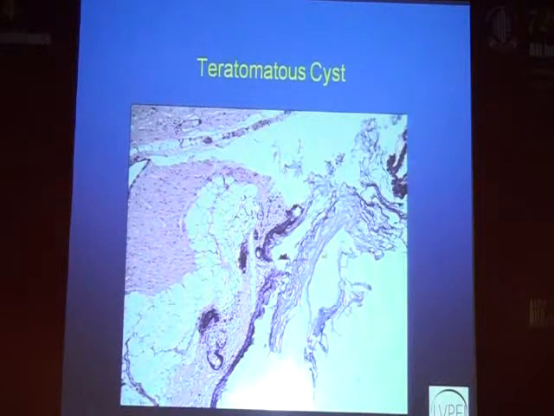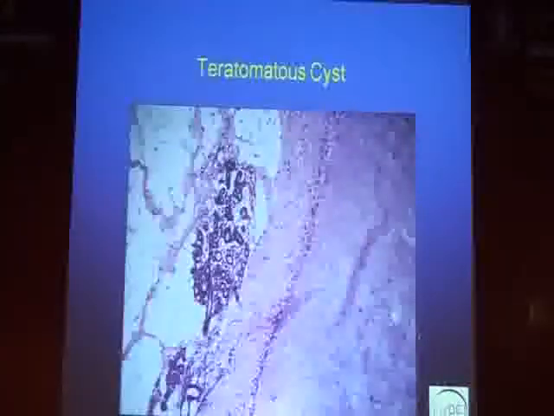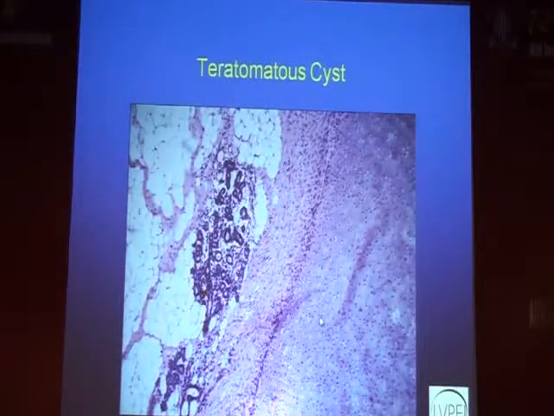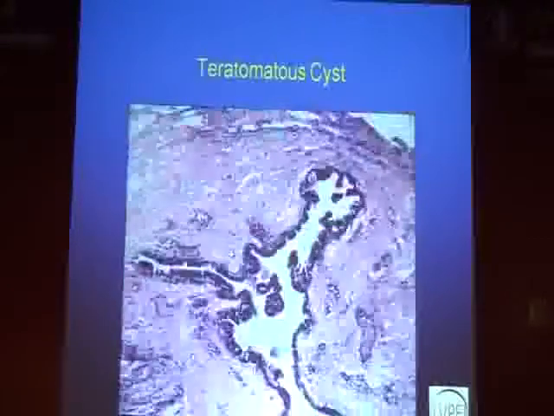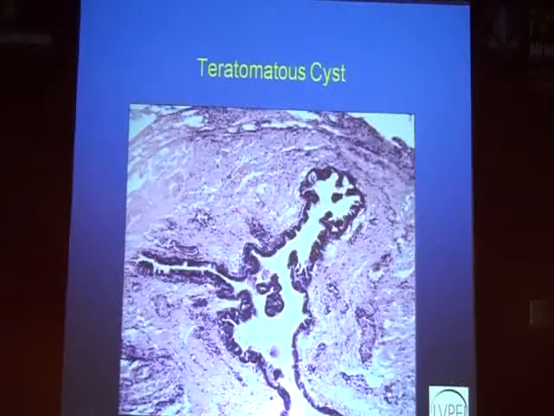The cyst will have areas of keratinizing stratified squamous epithelium, again with these adnexal structures, hair follicles, sebaceous glands, and then you will have these lobules of highly mature cartilage. Then there will be some adipose tissue, some sweat glands. There can be respiratory epithelium. So this is a teratomatous cyst, also known as a teratoma.